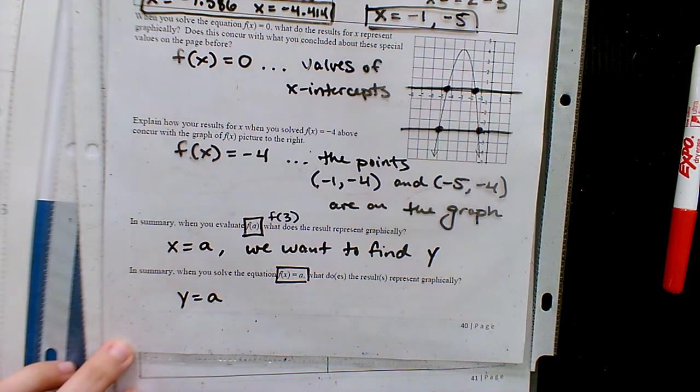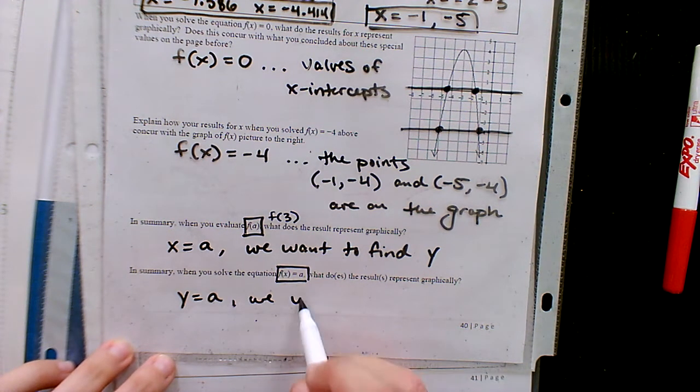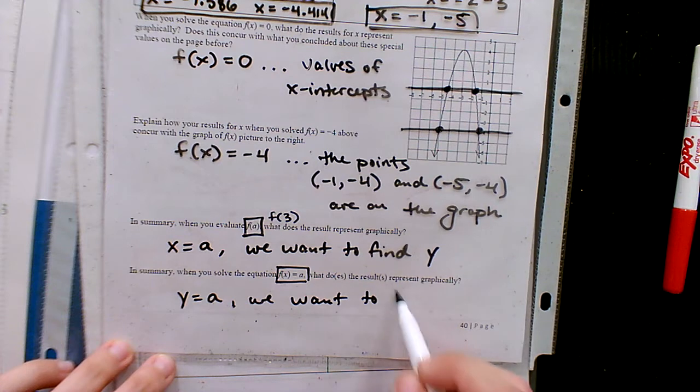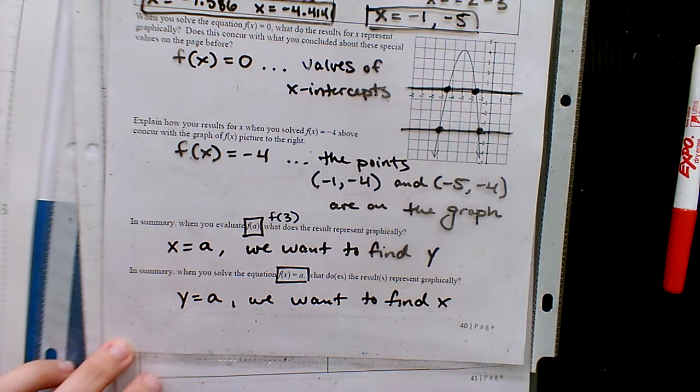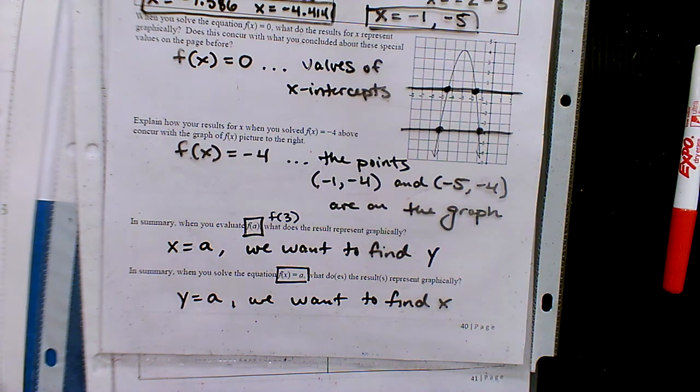There we go. This time we have a y value, and we want to find x. So depending on the way it looks, you're finding an x value or a y value, and therefore you know an ordered pair on the graph, x comma y. How are we doing so far?